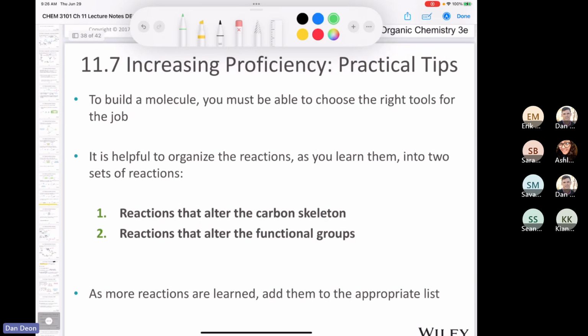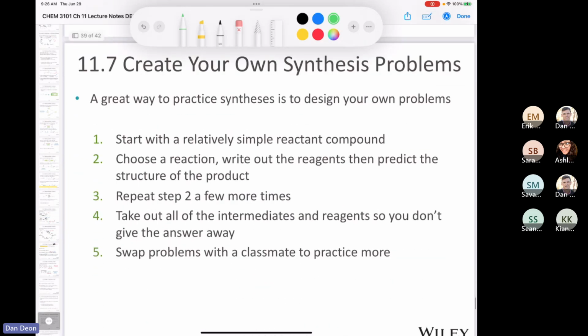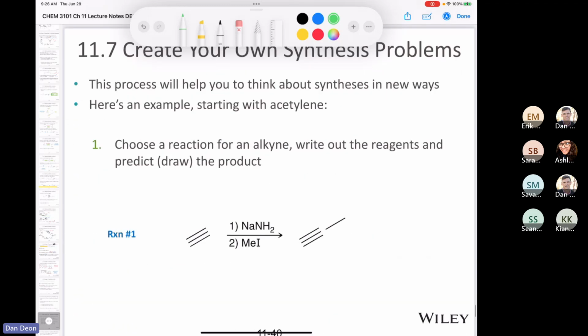Now, section 11.7, I would say that this section is more of an FYI, right? It says increasing your proficiency in synthesis. Well, that could differ from person to person. The main thing is just to remember all the reactions in 11.1 and 11.2. And then it says you're creating your own synthesis problems. I don't ask my students to do this, but you can imagine that if you started with something simple and then you just keep doing reaction after reaction, you could give that to a friend, and then they could try that same kind of thing.